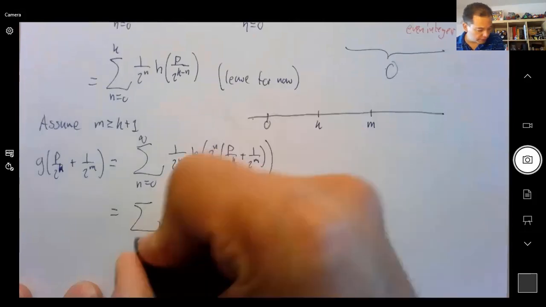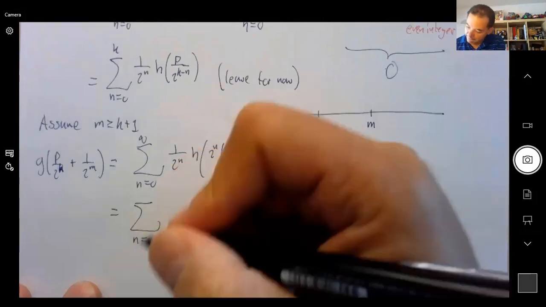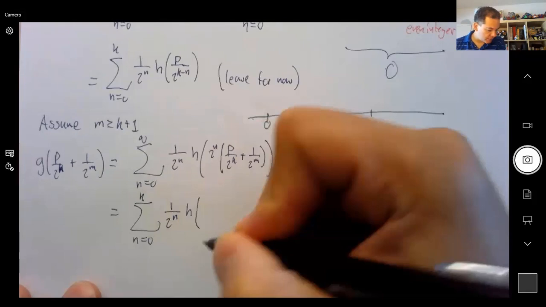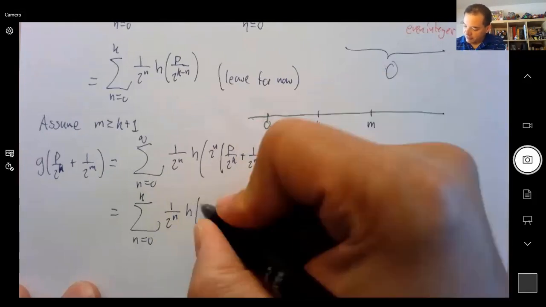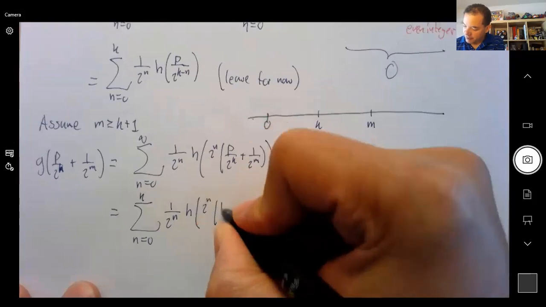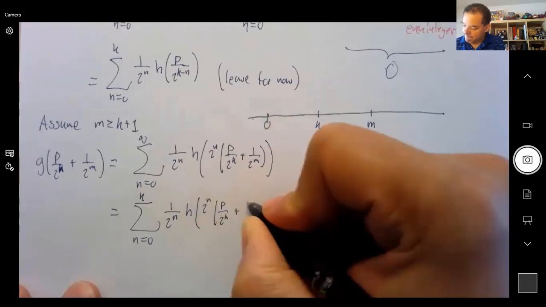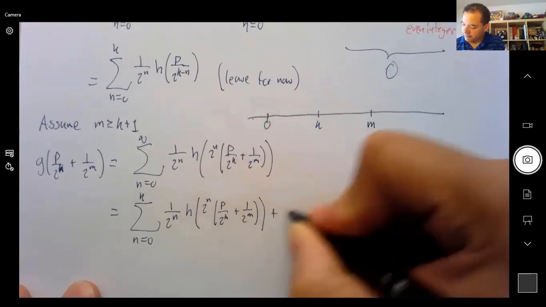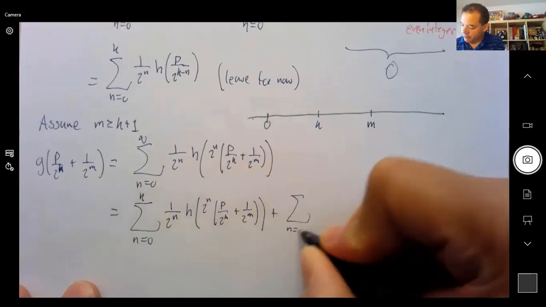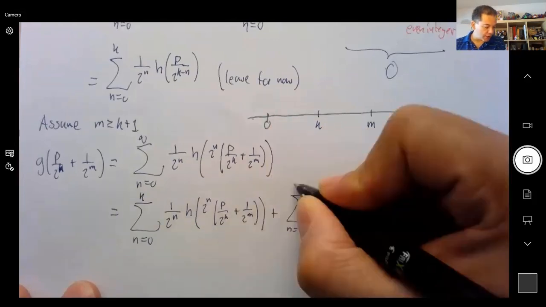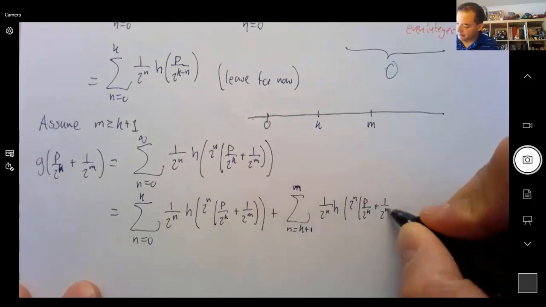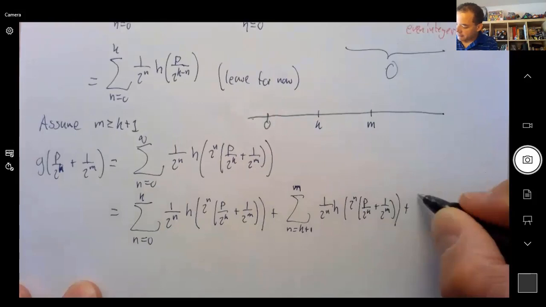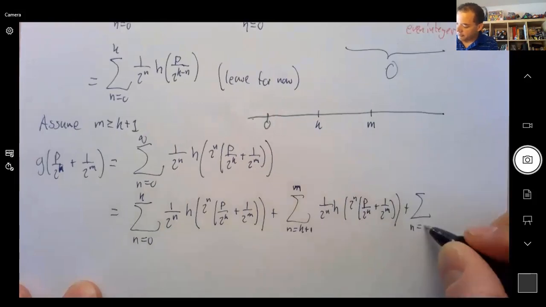So from 0 to K, okay, so that's going to be 2 to the N times P over 2 to the K plus 1 over 2 to the M, plus from K plus 1 to M, and last from M plus 1 to infinity.